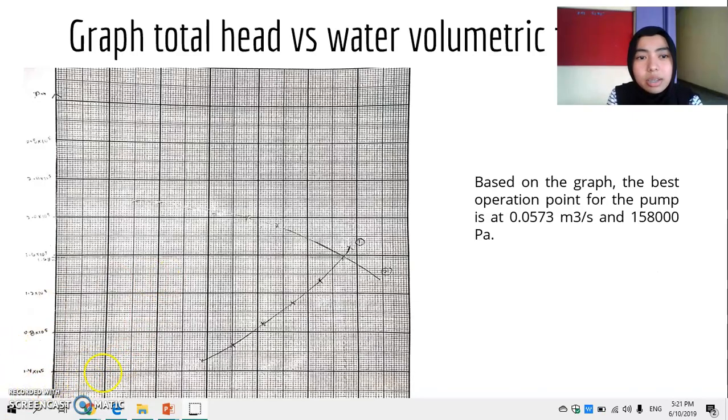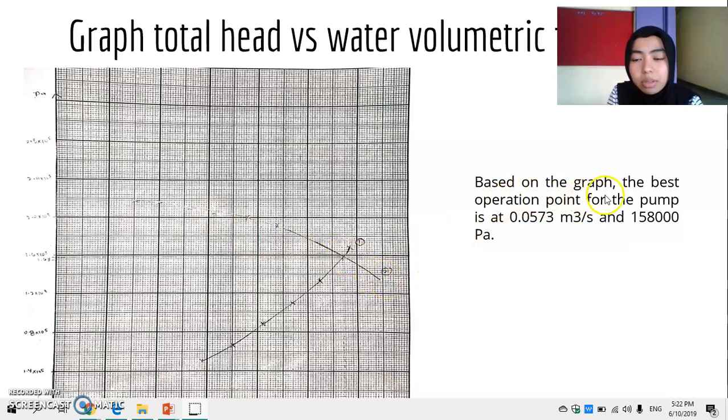Next, this is the graph of total head against water volumetric flow rate. This is the first curve, which is at different pump speeds. When the volumetric flow rate increases, the pump head will increase. And this is the second curve, which is at the fixed pump speed. When the volumetric flow rate increases, the pump head will decrease.